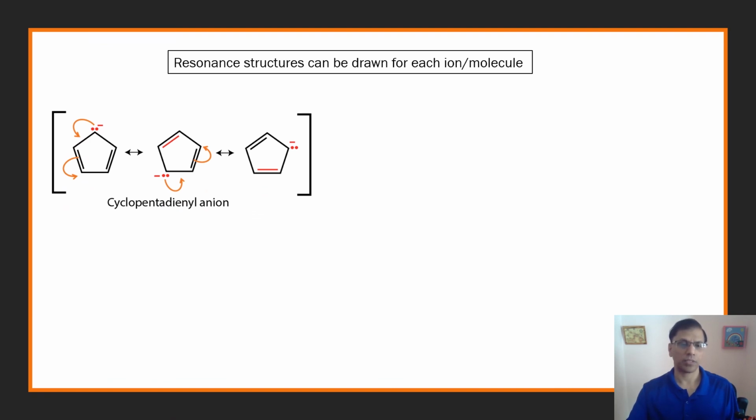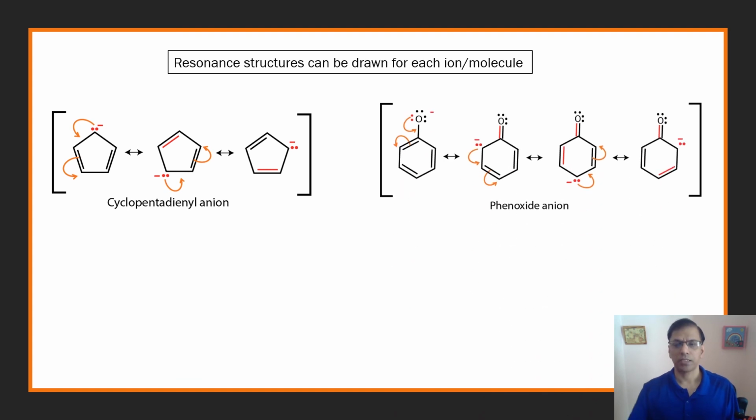This is an example of cyclopentadienyl anion. Here the negative charge is on carbon and it can delocalize into the ring as shown. So you can draw 3 resonance structures for cyclopentadienyl anion, and the actual structure is a resonance hybrid of the 3 structures. Another example is a phenoxide ion, where the oxygen has the negative charge and it does get delocalized into the benzene ring. So you can see the negative charge is moving into the benzene ring, and you can draw 4 resonance structures.